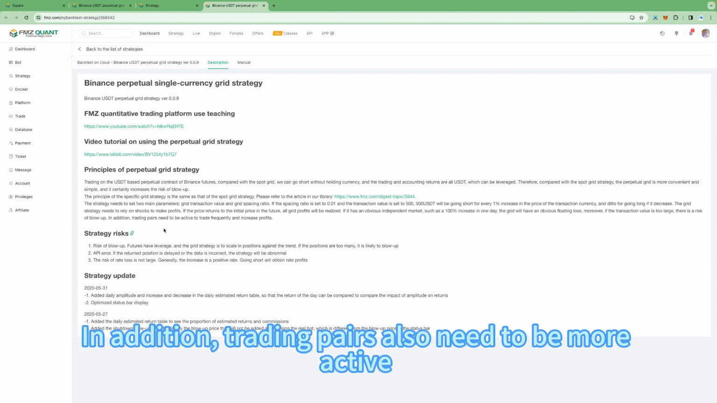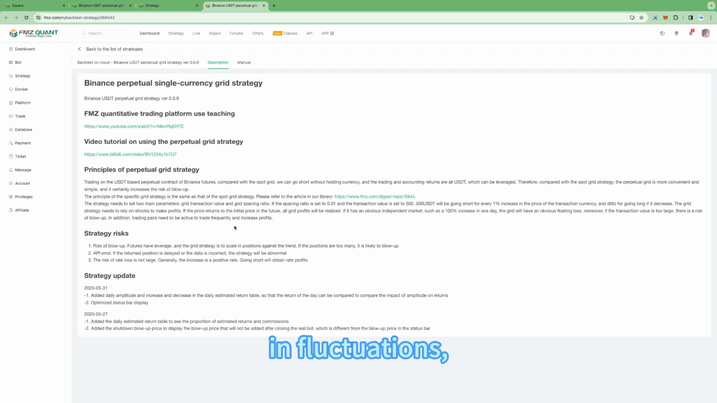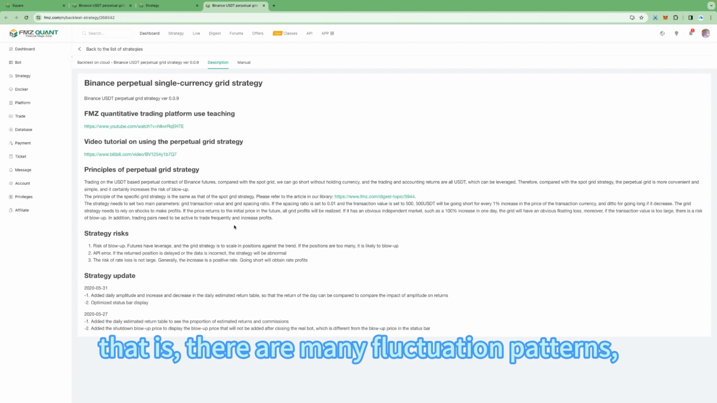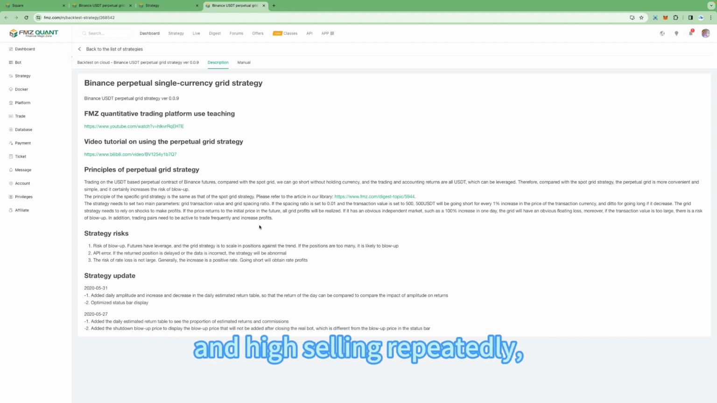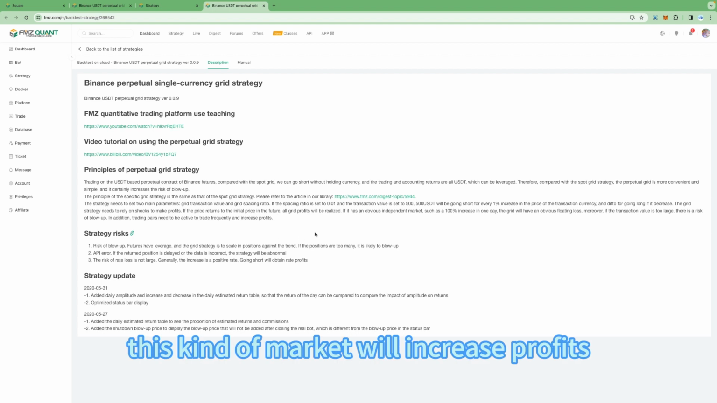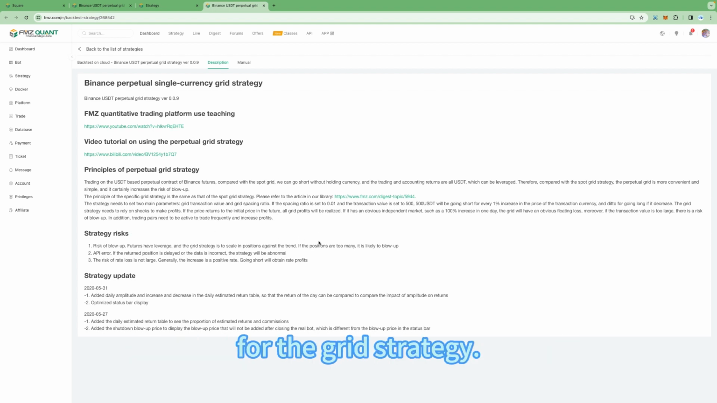In addition, trading pairs also need to be more active in fluctuations. That is, there are many fluctuation patterns, allowing the grid to buy low and sell high repeatedly. This kind of market will increase profits for the grid strategy.